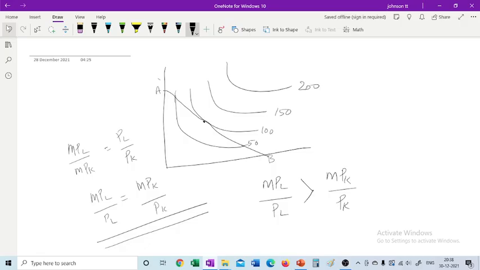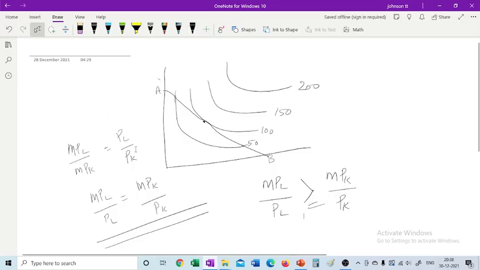And when you spend that money for buying more labor, then what happens to the marginal productivity of labor? That decreases. So when you spend more money for labor, marginal productivity of labor decreases, and when you spend less money for capital, marginal productivity of capital increases. In this way, we can equate these two. So that much only about producer equilibrium.